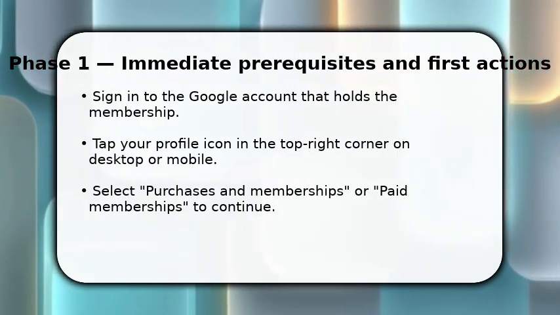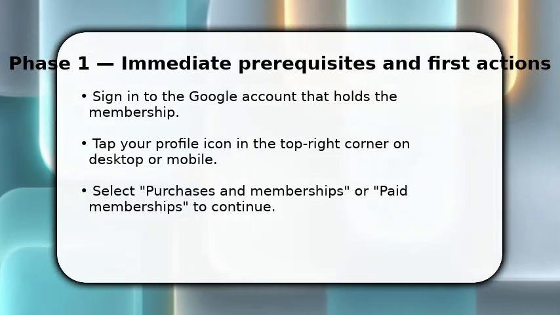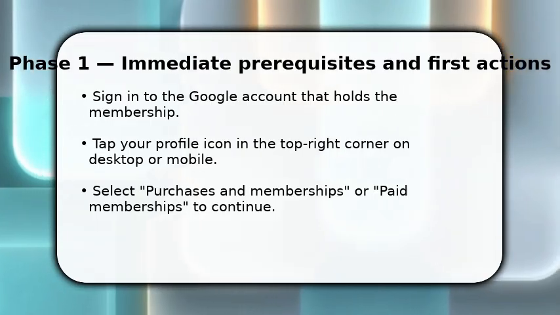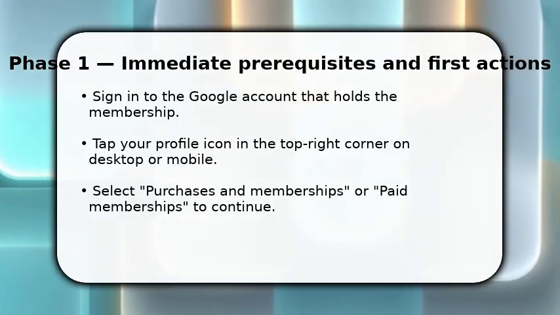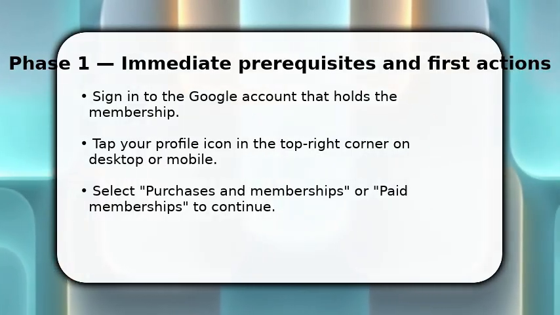Next, choose Purchases and Memberships or Paid Memberships from the menu. This opens a list of active channel memberships. You do this first so you can directly manage subscriptions rather than hunting through channel pages or video prompts.